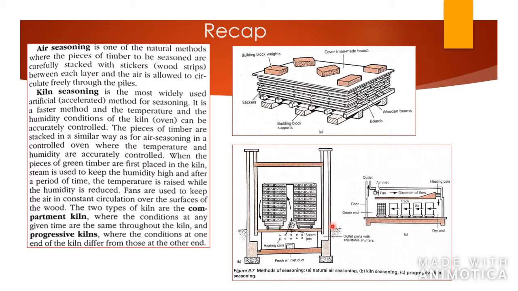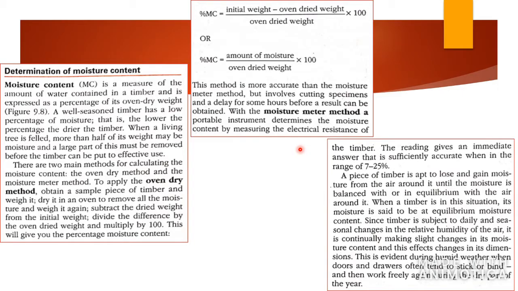I advise you to look at part 1 before you look at this video so you can actually understand the previous content. Today we're going to go through moisture content, and moisture content is a measure of the amount of water that is contained in timber, and it is expressed as a percentage.